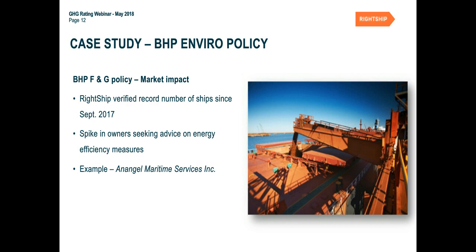So this has really impacted the market, and in particular the Capesize fleet. The Capesize ships are large bulk carriers that transport goods such as iron ore, and BHP move a lot of iron ore, say for example from Port Hedland in Australia up to China. And this has really impacted some ship owners who have or had F-rated ships. So what we've seen is a record amount of interest with ship owners contacting RightShip about energy efficiency measures and how they can improve their GHG rating.